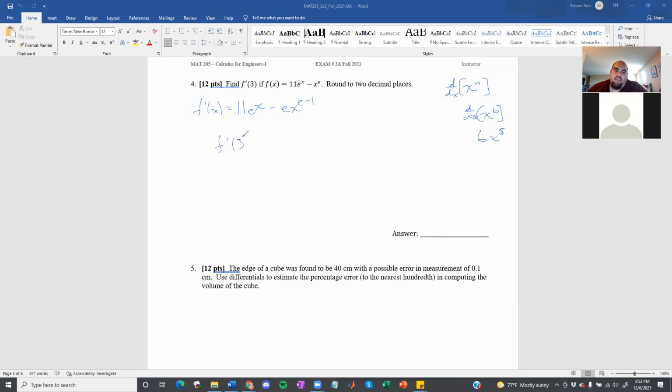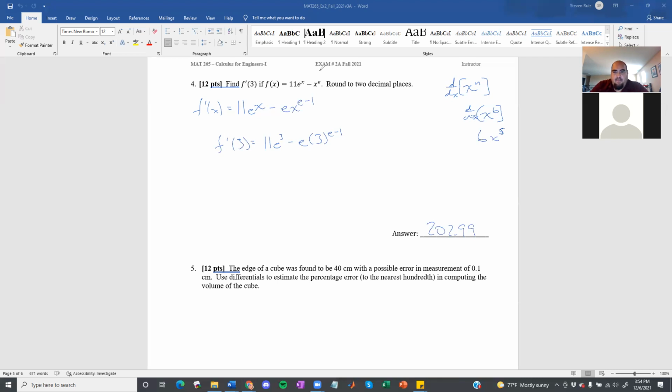Yeah, so f prime of 3 equals 11e cubed minus e times 3 to the e minus 1. And which is like 200 something from what I remember. I got the number right here. This is number 4. Yeah, 202.99. Yeah. Okay.